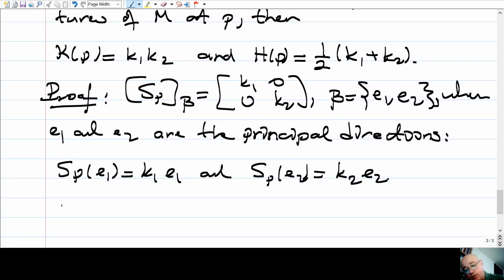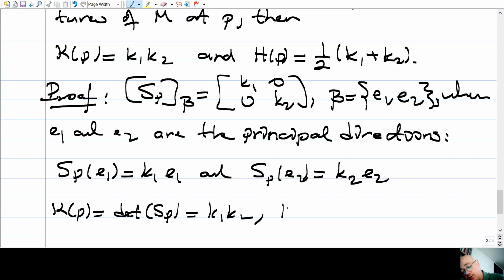Then, of course, what is the determinant of the operator? The determinant of an operator is just the determinant of any matrix representation of that operator in a basis. So for this basis, the matrix representation is this. So K_P, the Gaussian curvature, which is just the determinant of S_P, is just K1 times K2, and the scalar curvature, which is half the trace of the operator S_P, is just 1 over 2 (K1 plus K2).